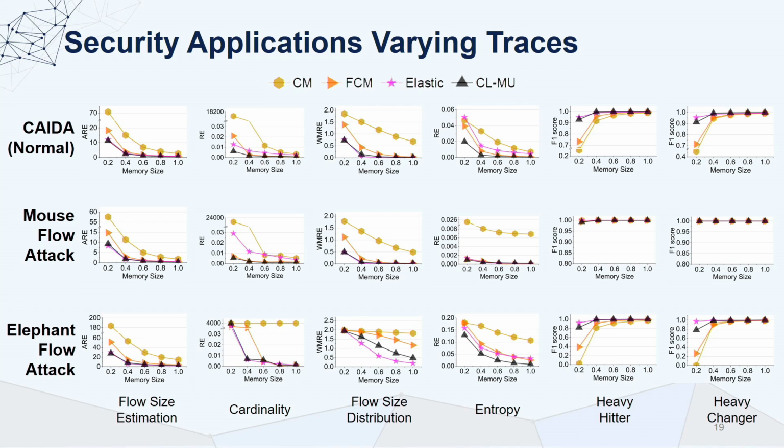We also conducted experiments for various security applications. We used 3 real-world datasets that have different flow size distributions. Countless verifies its robustness, providing stable and more accurate, or similar, estimation results compared with 4 schemes with a single parameter setting.